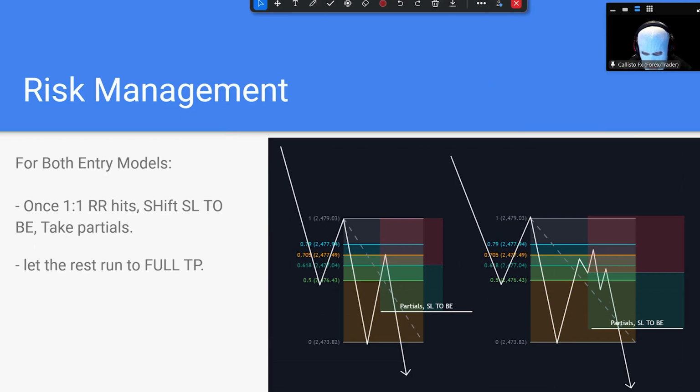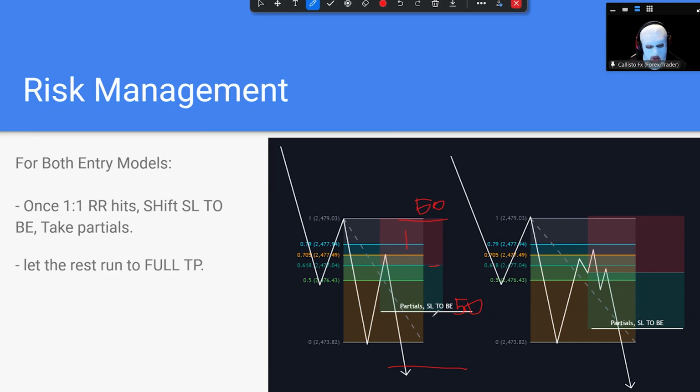Very simple. Once you hit a 1:1 risk-reward ratio. So for example, let's say your distance from your entry to your stop loss is about 50 pips. Let's say it's 50 pips. What you want to do is target 1:2 risk-reward ratio, right, for your full take profit. A 1:2 maybe all the way down here. Thereabouts, maybe. Right? Once price hits 1:1, that means it drops down 50 pips. 50 pips SL. 50 pips. Hit here.